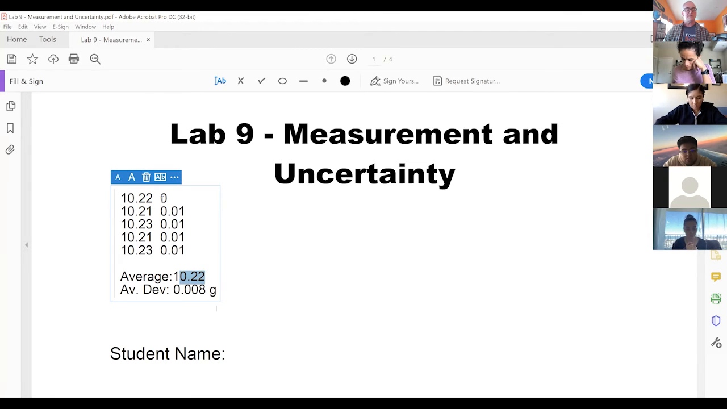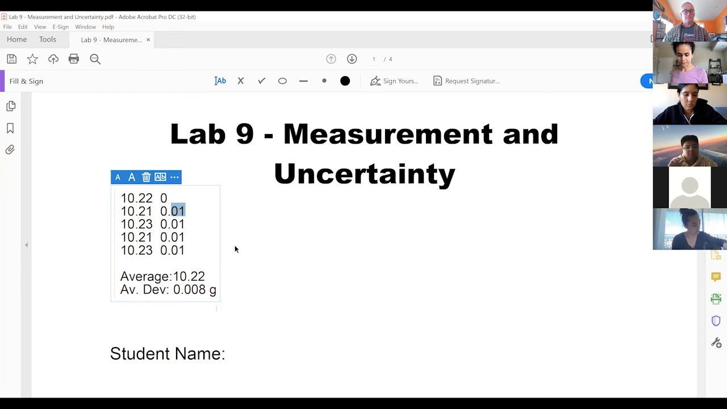And so this is how much they deviate from the average. The 10.22 didn't deviate from the average at all. It's exactly the average, so the deviation from the average is 0. And then each one of 10.21 and 10.23 is 0.01 grams away from the average. That's all that is.